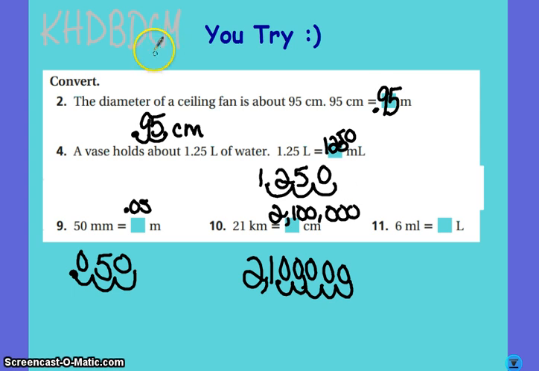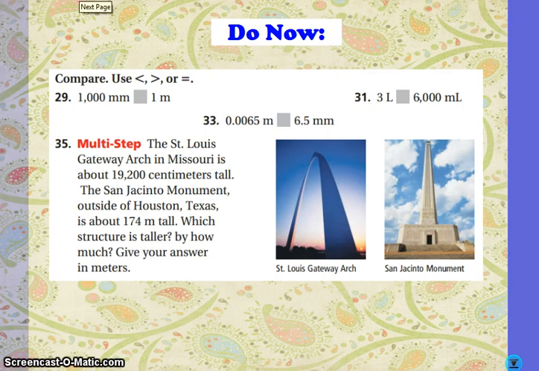And last one, 6 milliliters to liters. Liters are in base. 1, 2, 3 to the left. 0.006. And I think that might be it.